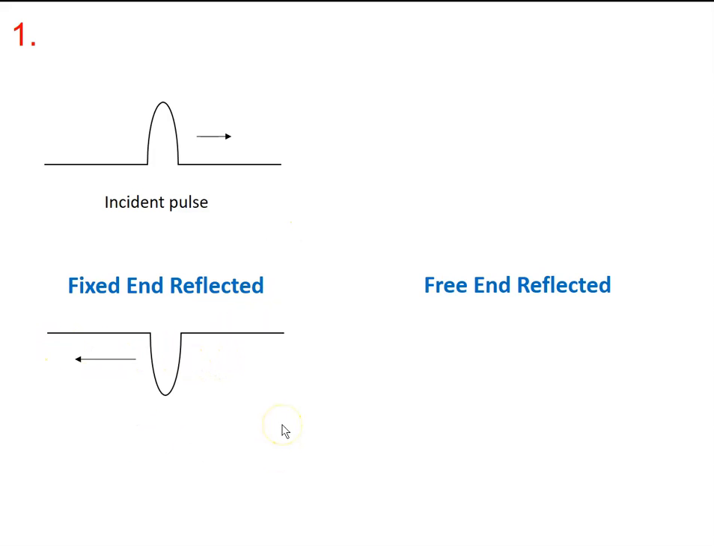Now let's look at free end reflection. In free end reflection, the pulse or the wave stays on the same side. So the incident wave is going to the right and it's on top, and the reflected wave is going to the left and it's also on the top. So in fixed end reflection, the wave flips, and in free end reflection, the wave stays on the same side.